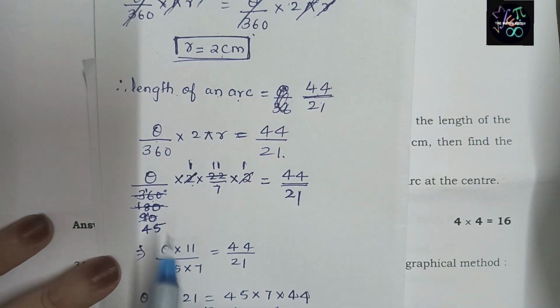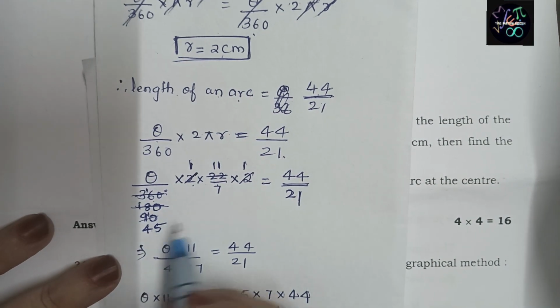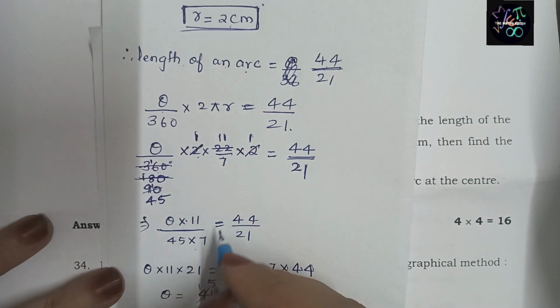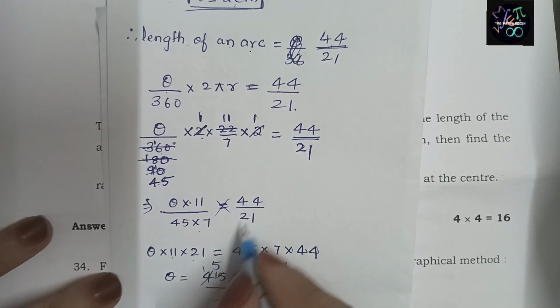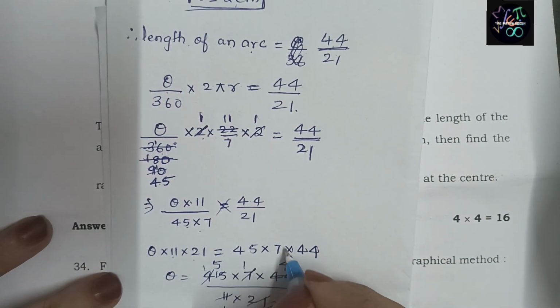Now we don't have anything in the numerator. Theta into 11 is there. In denominator 45 into 7 is equals to, this side, 44 by 21 as it is. Now let us cross multiply. Theta into 11 into 21 is equals to 45 into 7 into 44.